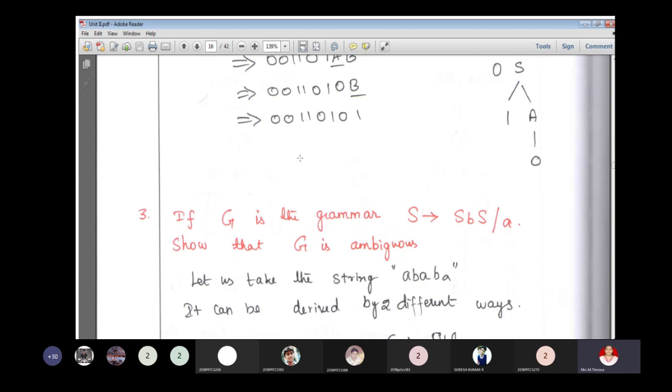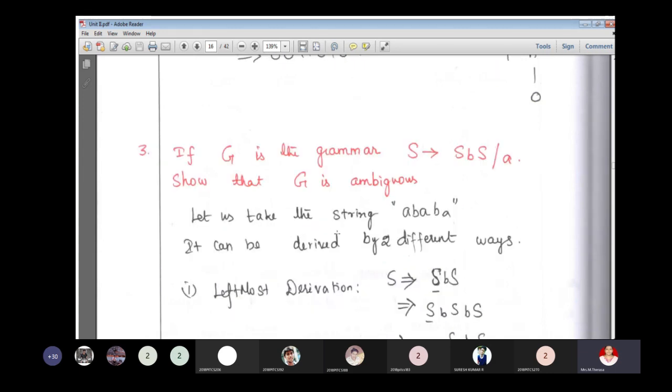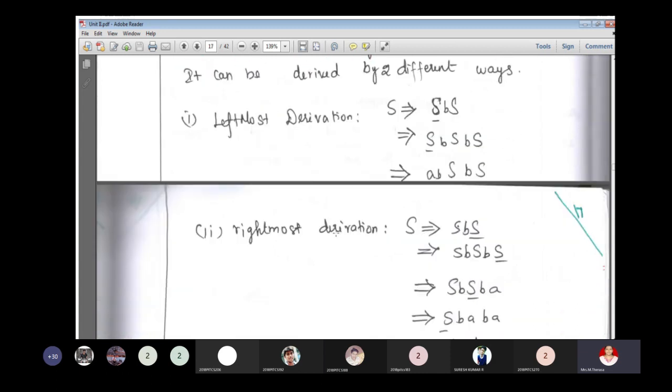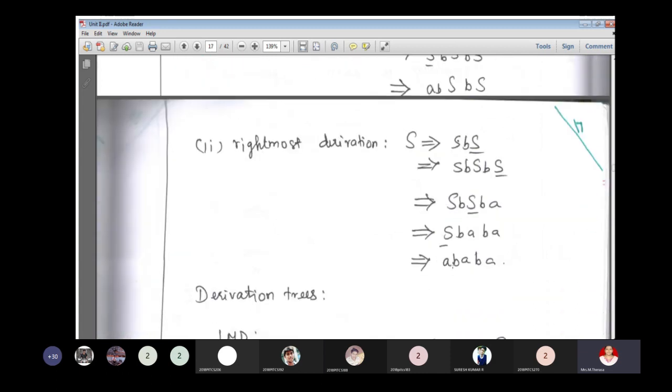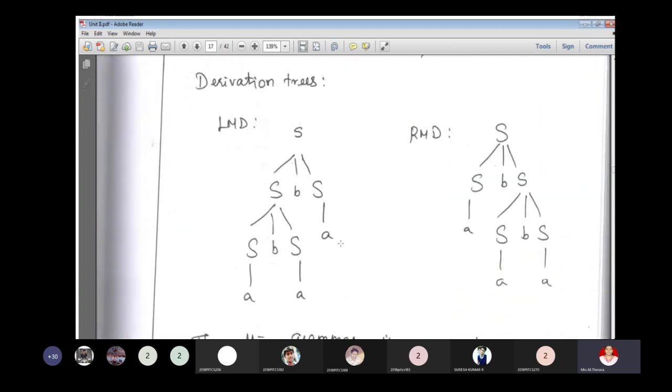If G is a grammar, S tends to SBS or A. Show that G is ambiguous. Okay, you are given the grammar and we are supposed to show the given grammar is ambiguous. How can we do it? We have to derive a string from the given grammar, and it should have two different parse trees. Here by taking ABABA, we are able to derive this string in two different manners.